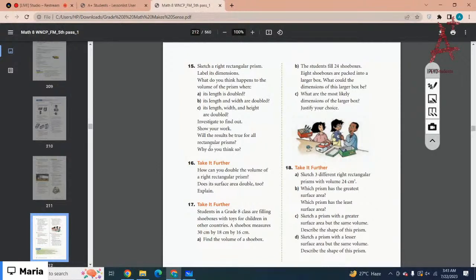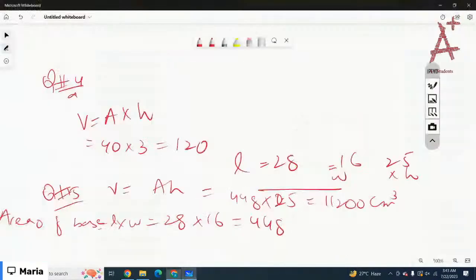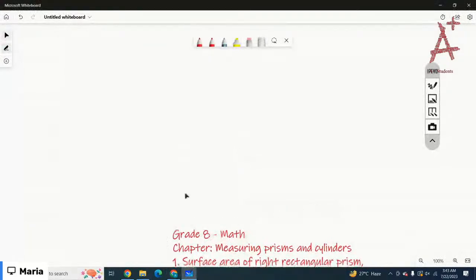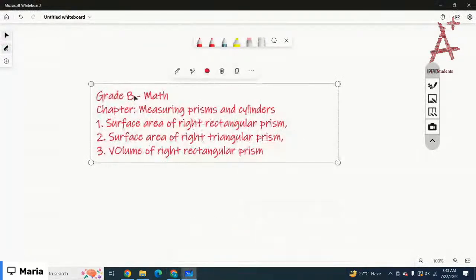Okay, you can complete the rest of the questions by yourself later today. So we were working on grade 8 math, on the book Math Makes Sense 8. The lesson we're working on is measuring prisms and cylinders. The lessons we have covered today are surface area of right rectangular prism, surface area of right triangular prism, and the one we just did is volume of right rectangular prism. So please make sure before the next session you complete all the test questions for the lessons we did today.